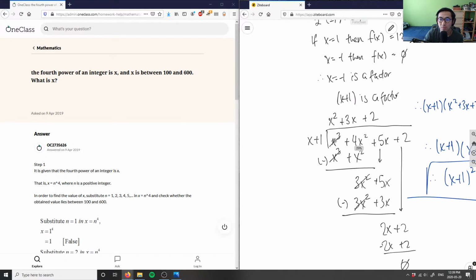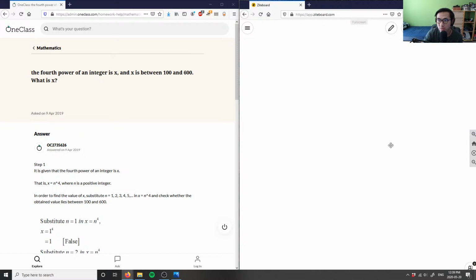Okay, that was number 5. Okay, let's look at 6. The fourth power of an integer is x. x is between 100 and 600. What is x? Okay, so this is number 6.